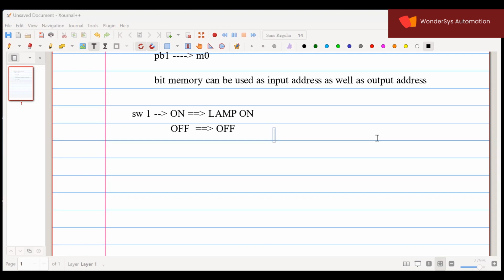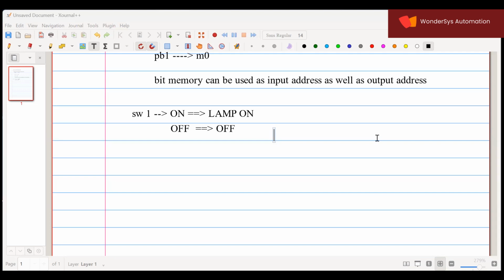Guys, please remember the rules. Rules are very, very important. There are 4 basic rules. Don't forget them, okay? Inputs can be connected in series or parallel. Outputs need to be connected only in parallel.